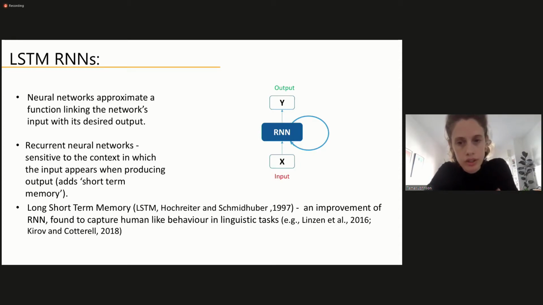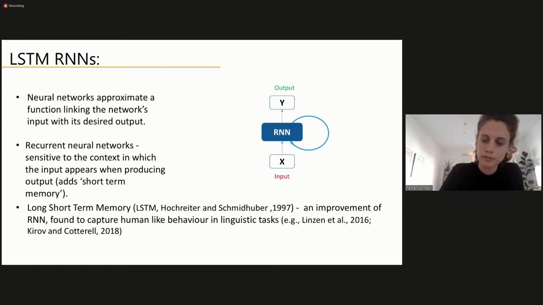And then we have recurrent neural networks, which is a model that is more suitable for linguistic tasks because it's sensitive to the context in which the input appeared. And then finally, we have long short-term memory, or LSTMs in short, which is the model that I'm using here. That's an improvement of RNNs, and it was found to capture human-like behavior in linguistic tasks.